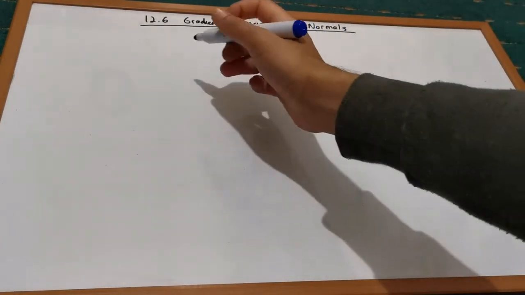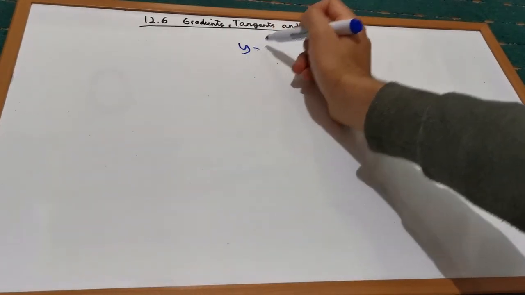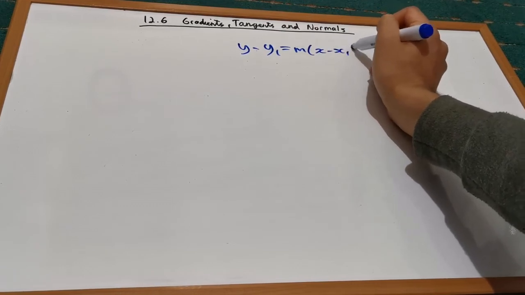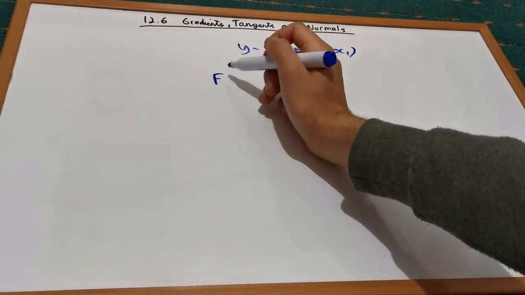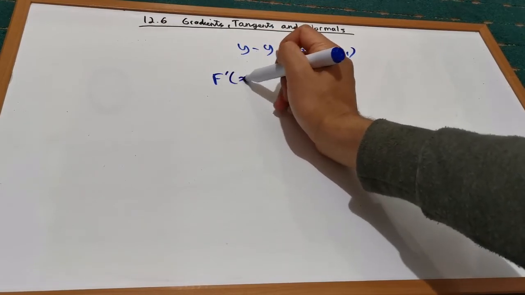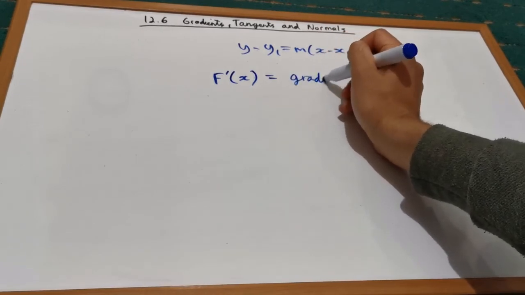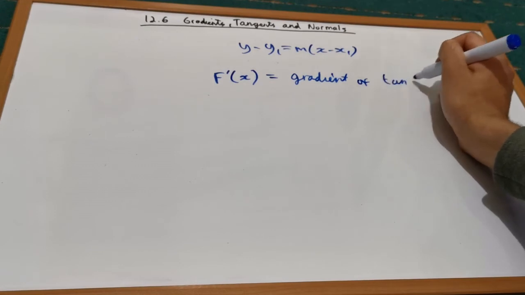Okay, to summarize what we just learnt. When you want to find the equation of a line at a given point, you use the equation y minus y1 is equal to m times x minus x1, where m is the gradient and x1 and y1 are 2 points on the line. Now, when you differentiate an expression, so f prime of x, this will always give you the gradient of the tangent at x.